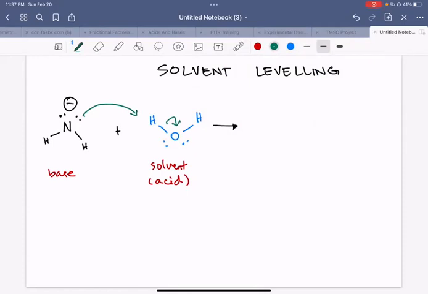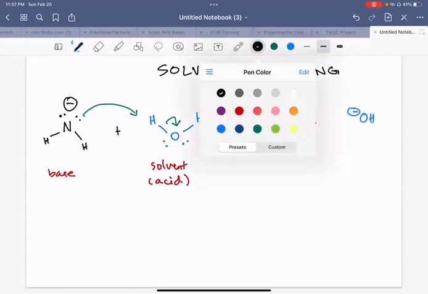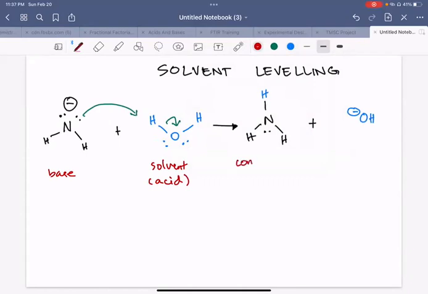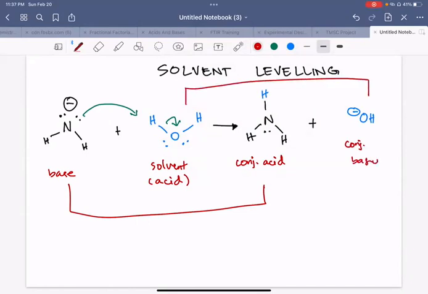So ang product of this reaction would then be ammonia and hydroxide ion here. So this one is the conjugate acid of the base, and this one is the conjugate base of the acid here. Sila. So what is solvent leveling effect?